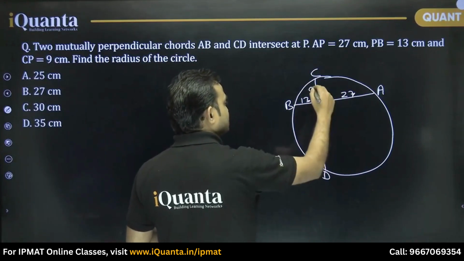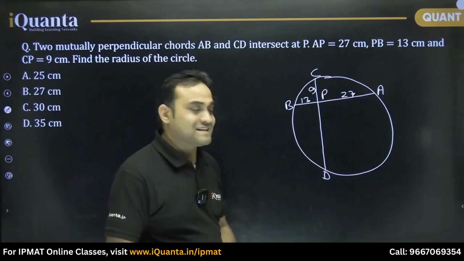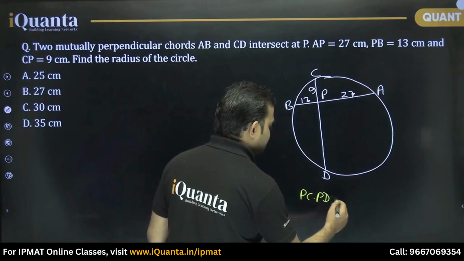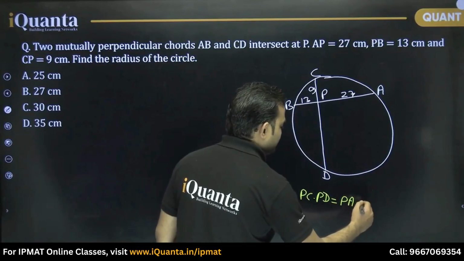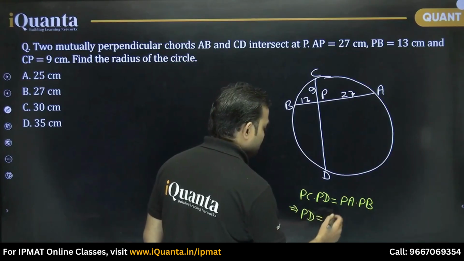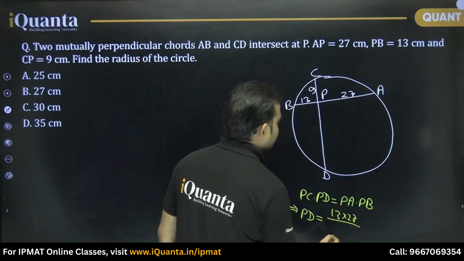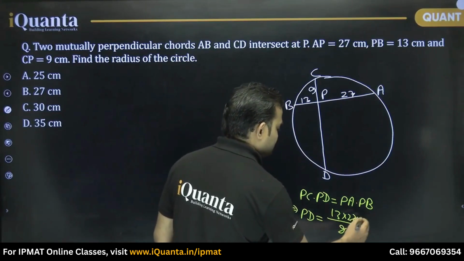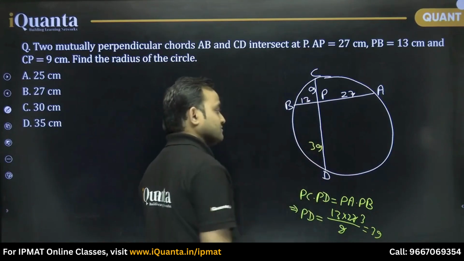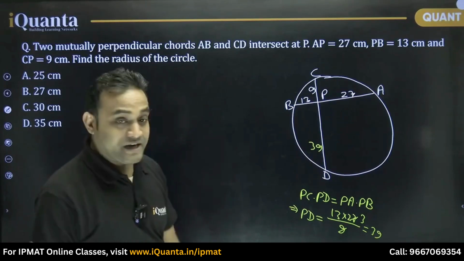Now we know that whenever two chords intersect each other, PC into PD is equal to PA into PB, right? So PD will be equal to PA into PB divided by PC, which is 13 into 27 divided by 9. So 3 times 13 will be equal to 39. So PD is equal to 39. Now how do we find the radius of this circle?